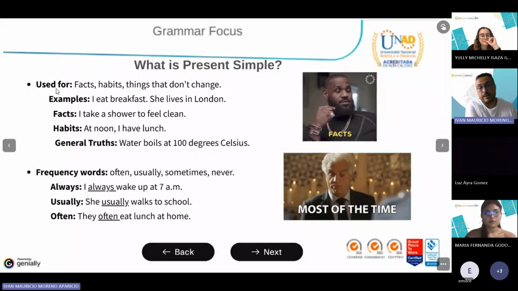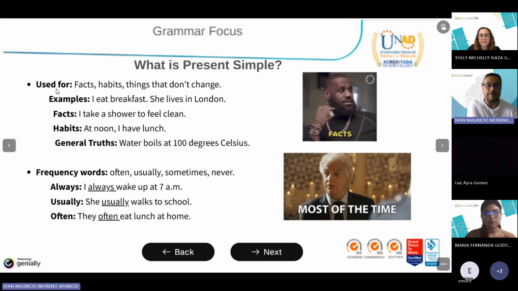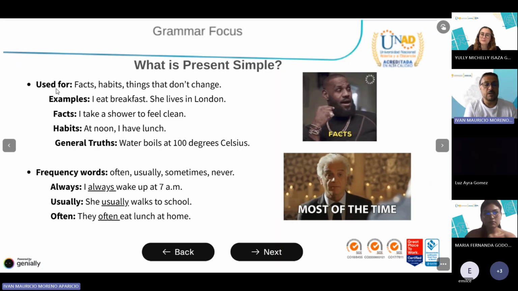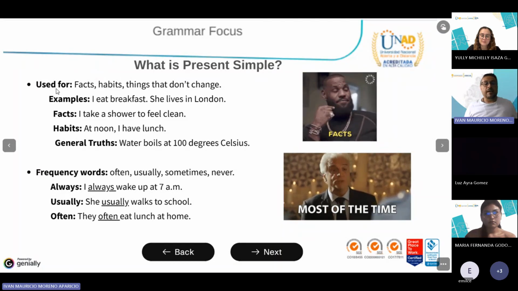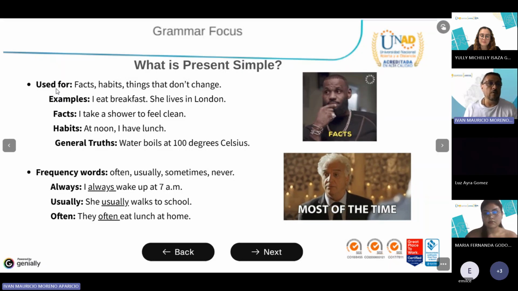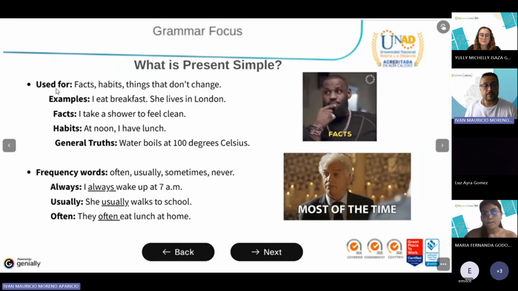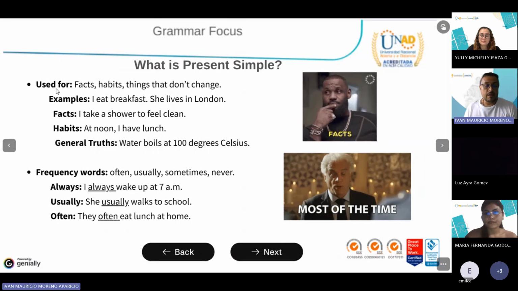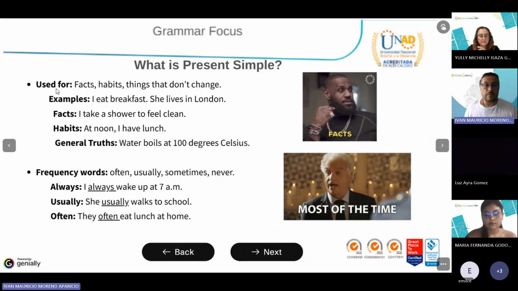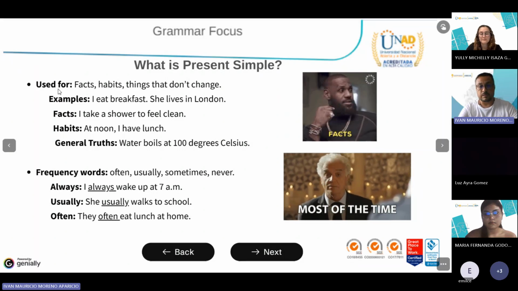They often eat lunch at home. It's a little bit more than 50% of the times. So it indicates how many times I do something. We also have, for example, frequency expressions like once, twice, three times, like every day, every week, these kinds of expressions, they are very popular in the use of the present simple.